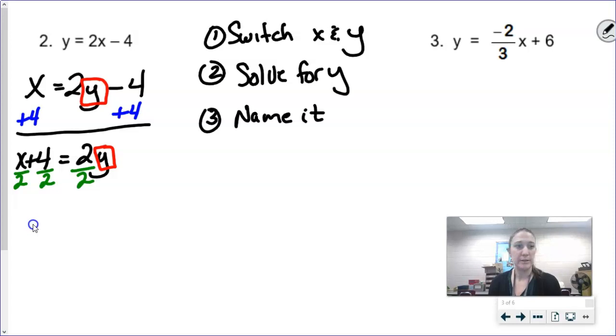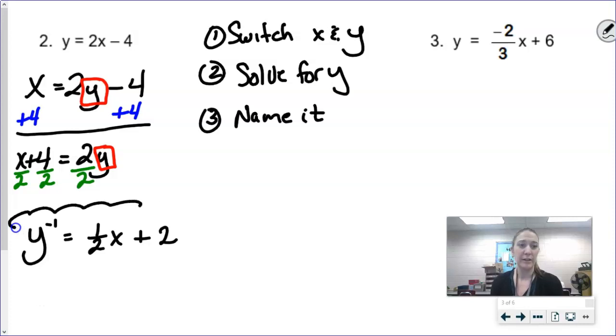And then step 3. Instead of calling it y equals, because it's the inverse, the notation that we're going to use is a little -1 in the exponent position. So that stands for inverse. That's the notation for inverse. So the inverse of y is, and I'm going to simplify, instead of x over 2, I'll write 1/2 x, and then instead of 4 over 2, I'll write plus 2. There, my friends, is your inverse function.